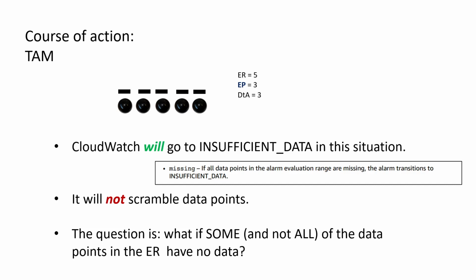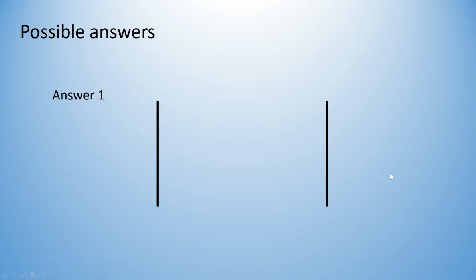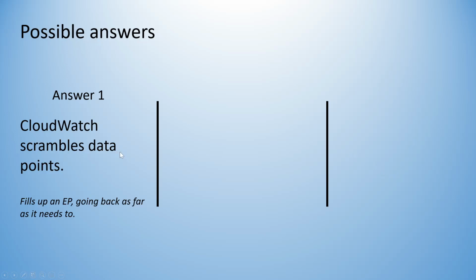So the question is, what if some and not all of the data points in the evaluation range have no data? So maybe it's like that. I think there are some possible answers here. Answer one is that CloudWatch scrambles data points. It fills up the evaluation period, going back as far as it needs to, and as soon as it fills up the evaluation period, it's happy.